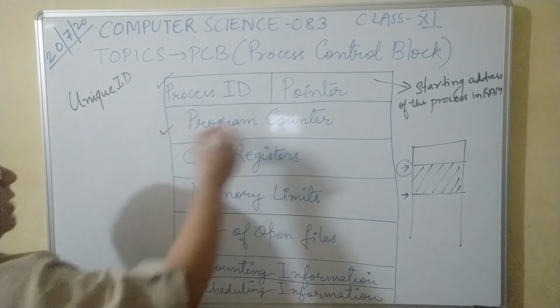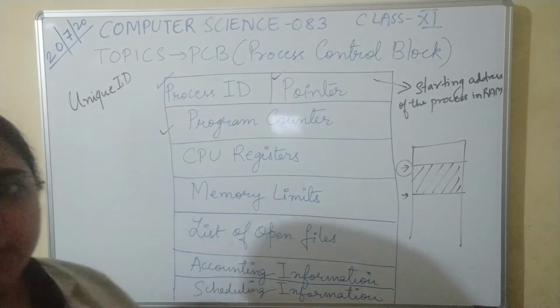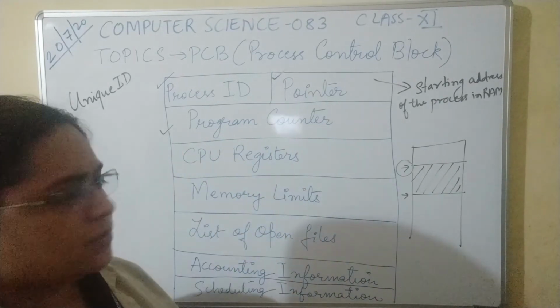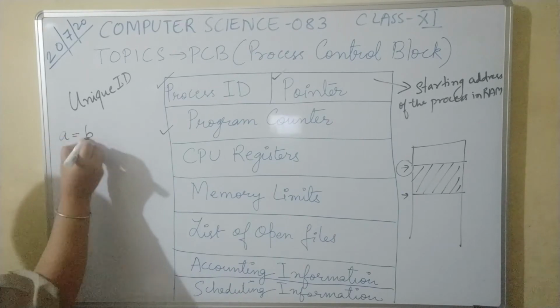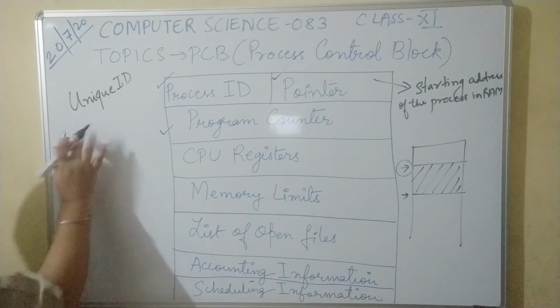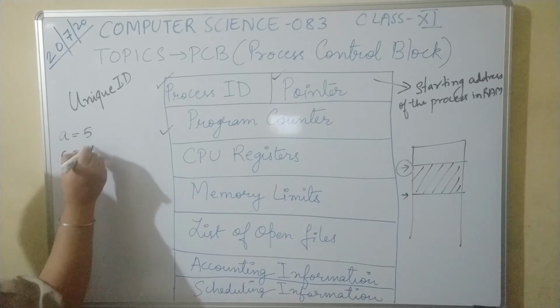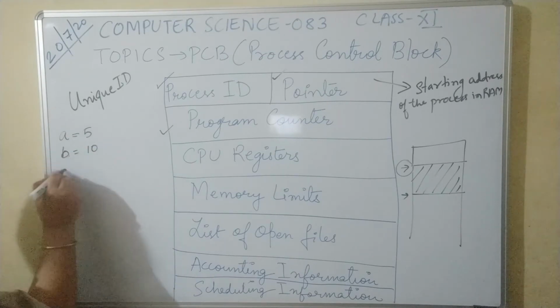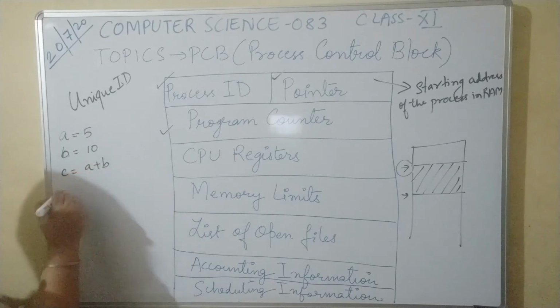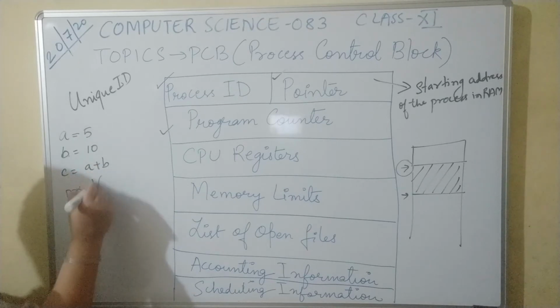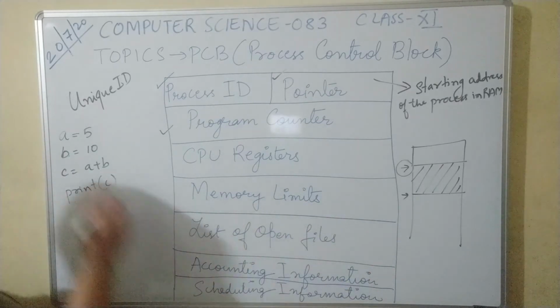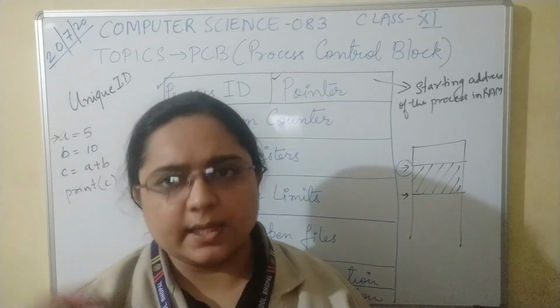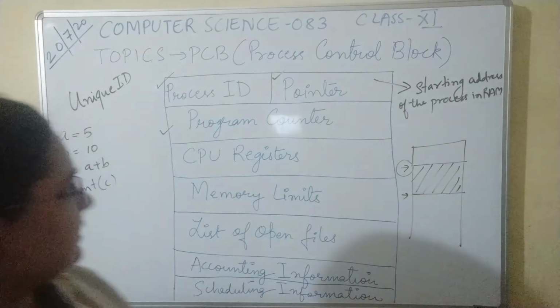Next is program counter. Now what is program counter? Students, when you study about a process, if I have a program here, this is a small Python program. So we already know that the control unit fetches the first instruction, executes it and then moves on to the next instruction.